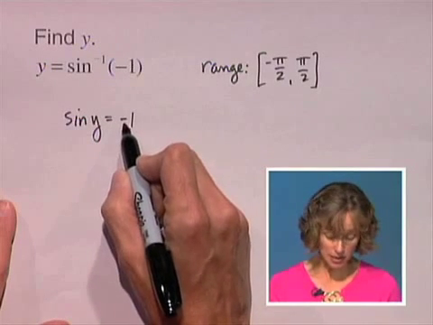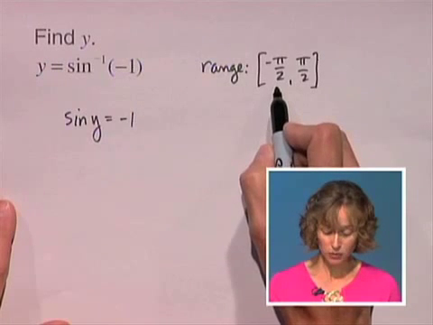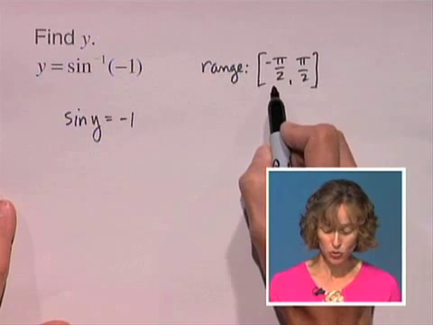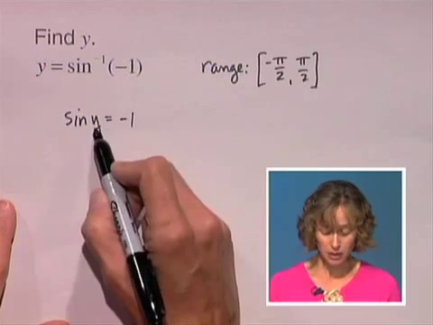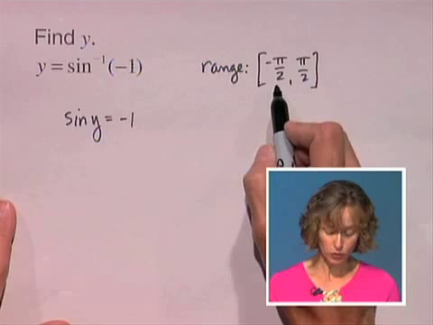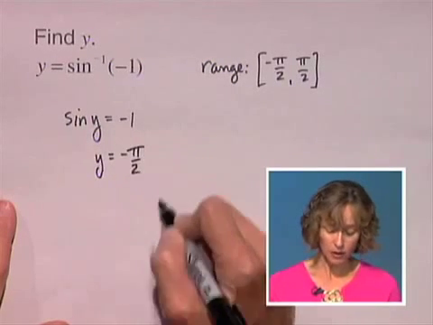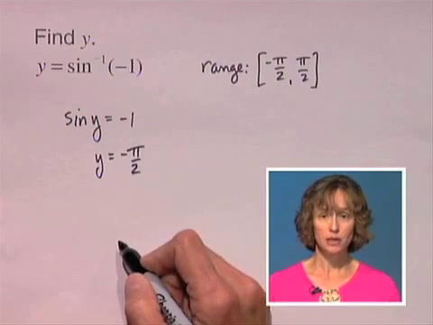Since that's negative, and the answer, or the value of y, has to be between negative pi over 2 and pi over 2, which is quadrant 4 and quadrant 1, we need to give an angle that fits this situation in quadrant 4. And actually, the result is the angle negative pi over 2. Let's look at another example.